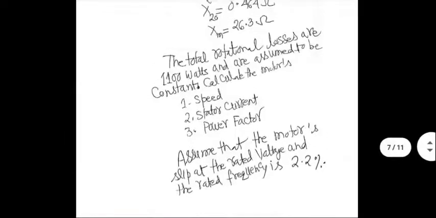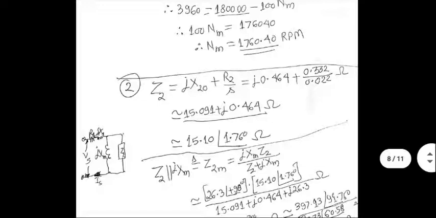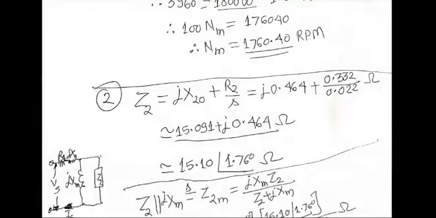Part 2, stator current. Now you will need the equivalent circuit, which we have already drawn. The total impedance on the rotor side will be jX2 naught plus R2 upon S. We have seen it already. Plug in all the values. You will get the rotor impedance as this value, 15.10 ohm with a phase shift of plus 1.76 degree.